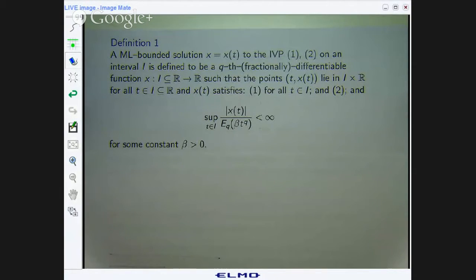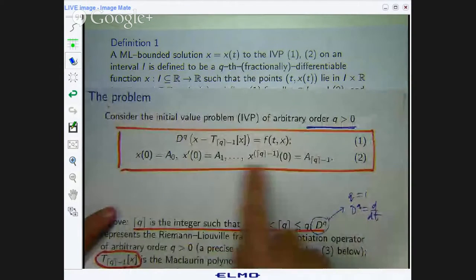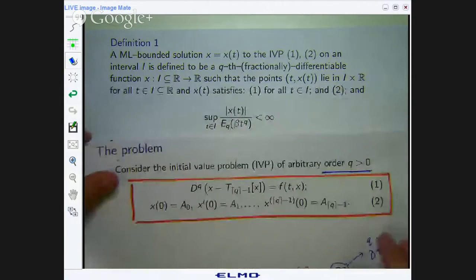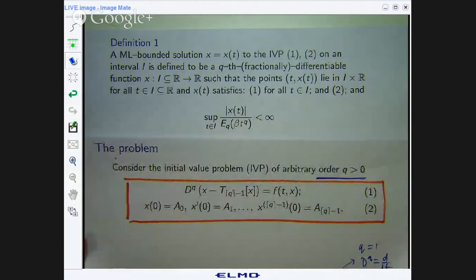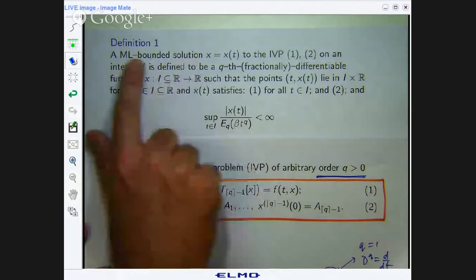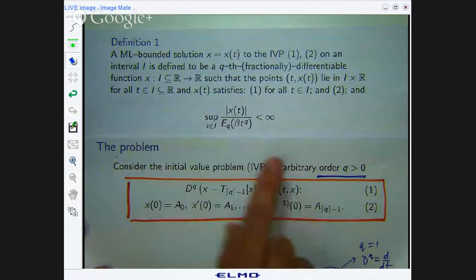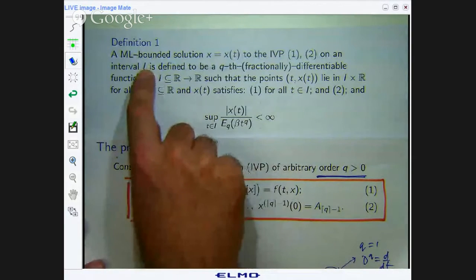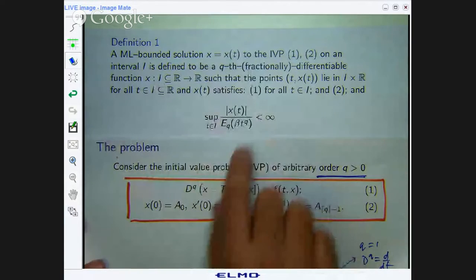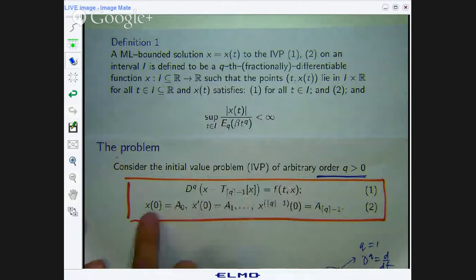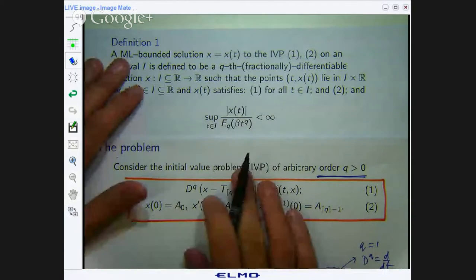Okay. All right. So I'm going to talk about a solution to our problem. What do we mean by a solution to this problem, say on the half line? Okay, that's a good question. Well, in this definition, I'm going to talk about an ML-bounded solution, a Mittag-Leffler bounded solution. Basically it's a solution to this problem. I is going to be the half line. So this side has to exist on the half line, this side has to exist on the half line. They have to be equal, and all these initial conditions have to be satisfied. So this is the standard kind of thing.